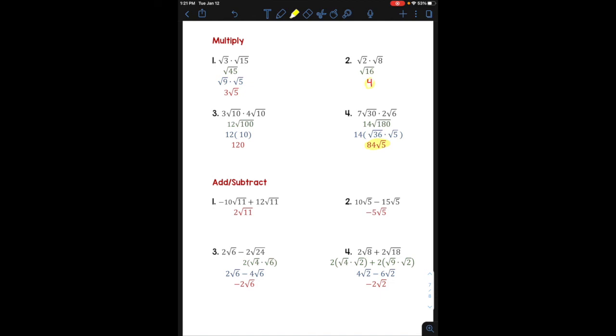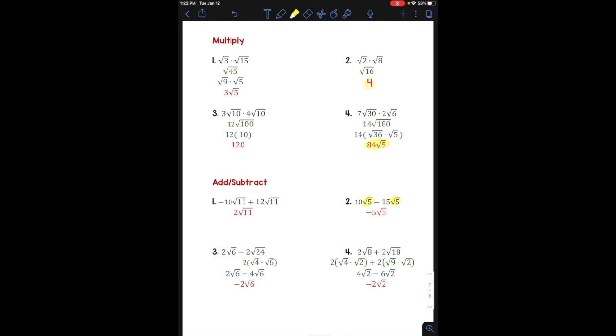The second section, when we're adding and subtracting, problem number 2, we already have the same roots, so we can subtract these two expressions. Again, it's like combining like terms, in this case by subtraction, so you're only going to combine the coefficients. 10 root 5 minus 15 root 5s would give us negative 5 root 5s.